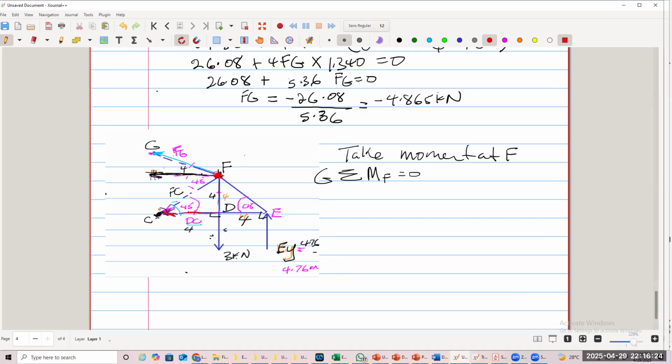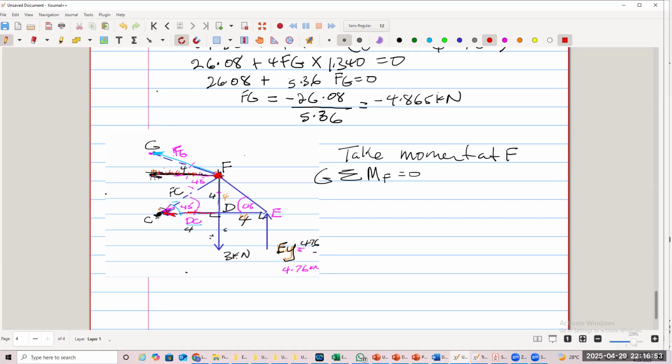I should have taken out this one. It wasn't needed here. This one in black wasn't needed. It's just a component of FG. But all of that is gone. FC gone, FG not in the frame. So the only force that I'm contending with down here is DC. DC, the 3 kilonewton, and EY are the only forces in the problem.